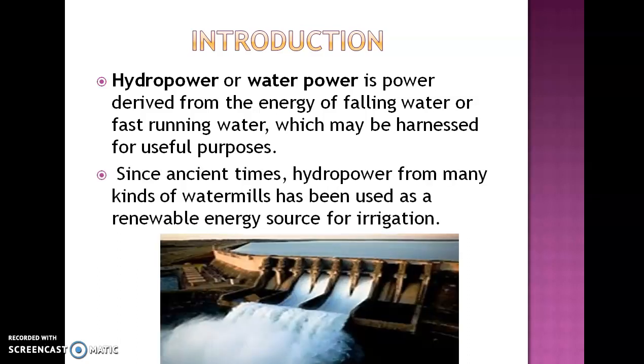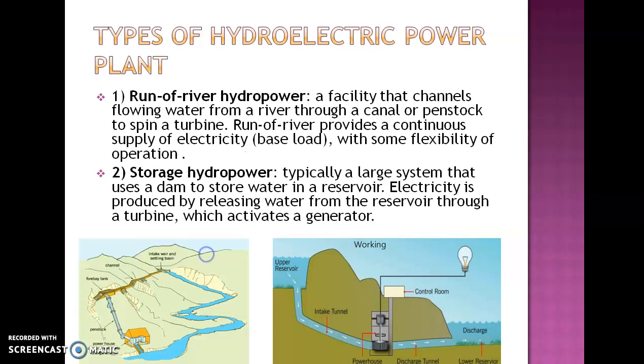So what is hydropower? It is power derived from the energy of falling water or fast running water, which may be harnessed for useful purposes. It is the best example of a renewable energy source of irrigation. So this is a renewable source of energy.